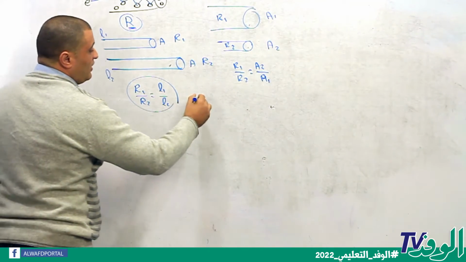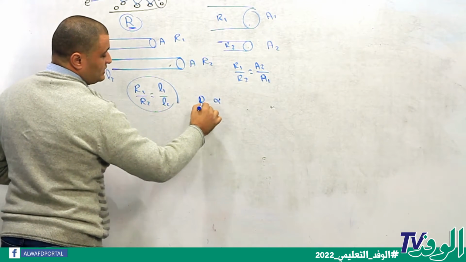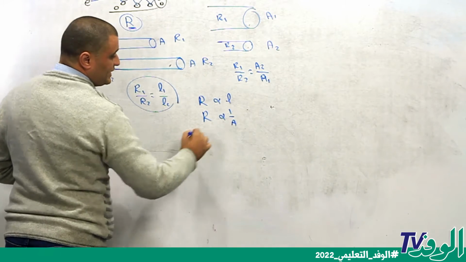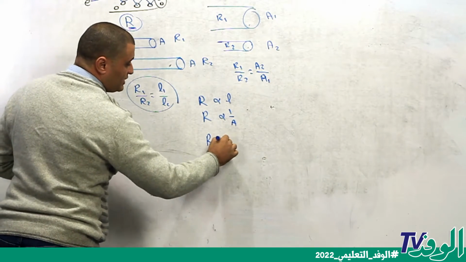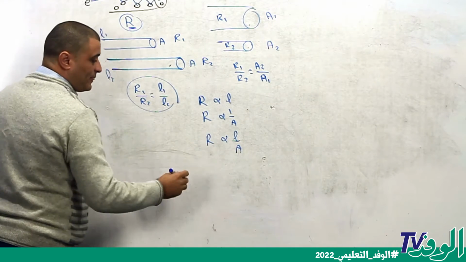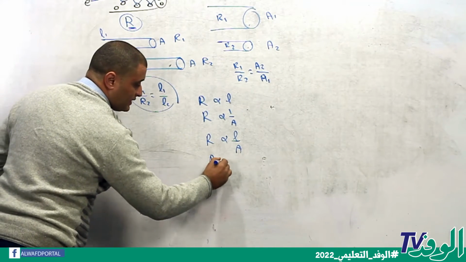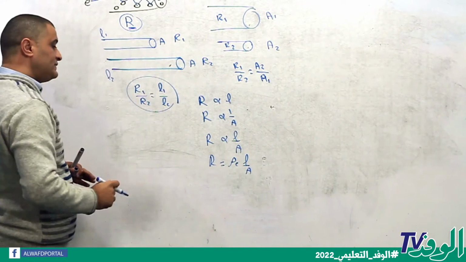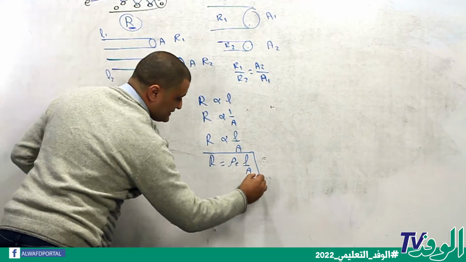Here R is directly proportional to L, and inversely proportional to the area. So R is directly proportional to L, inversely to area. We will make a constant here: R equals rho times L over A. This is the law of electric resistance.